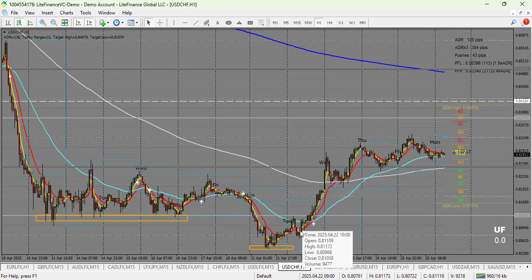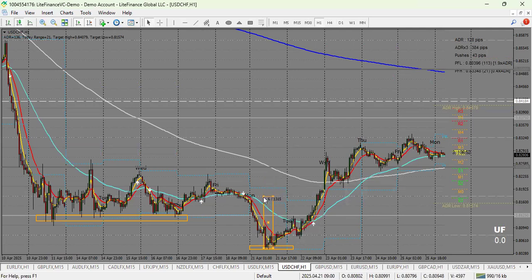So on Tuesday, we had a very good entry right here. And we also had an ID50 trade right here. So those were the entries, and we had another entry here. Now let's look at whether this market maker cycle is completed.